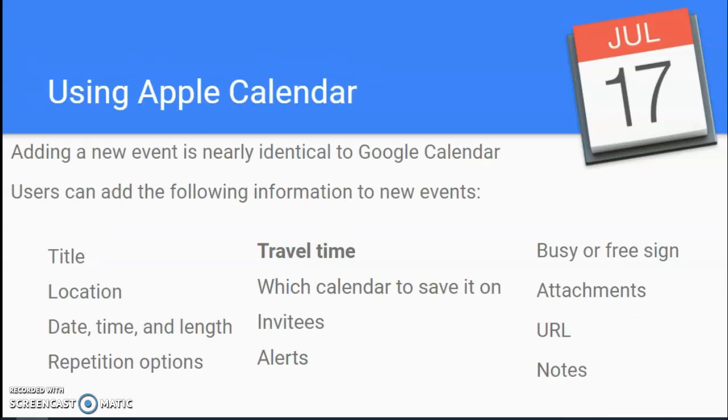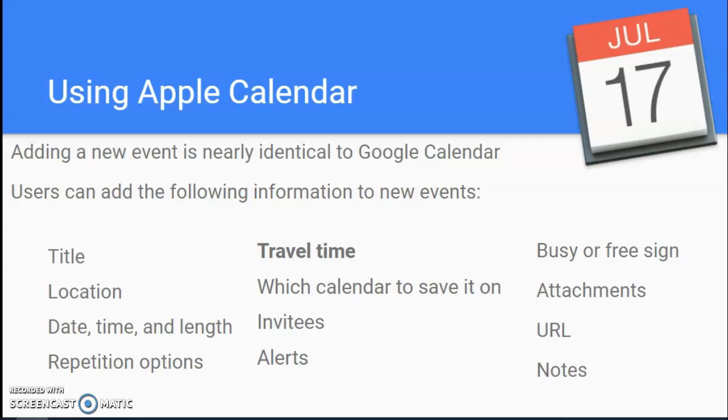So using the Apple Calendar is nearly identical to the Google Calendar. It's just kind of the same process for adding events, and you can even add a lot of the same information. So you can add the location and give a location.